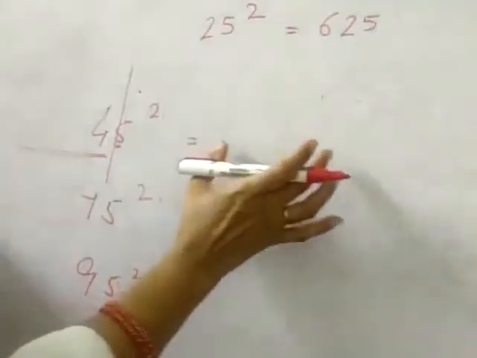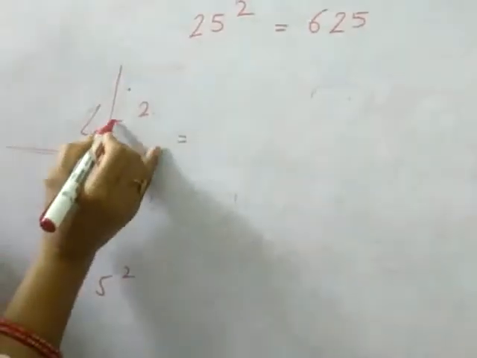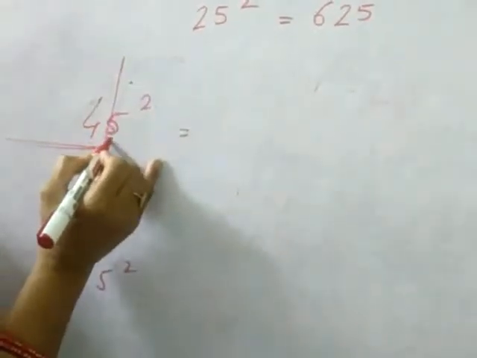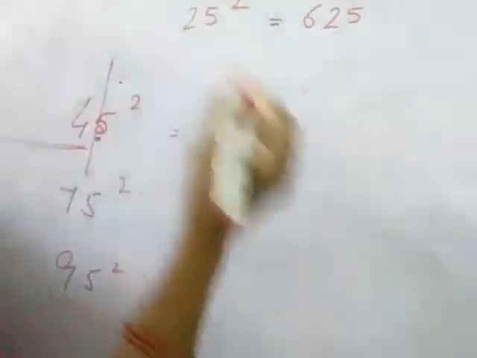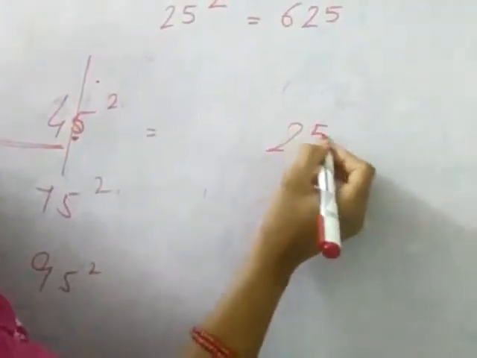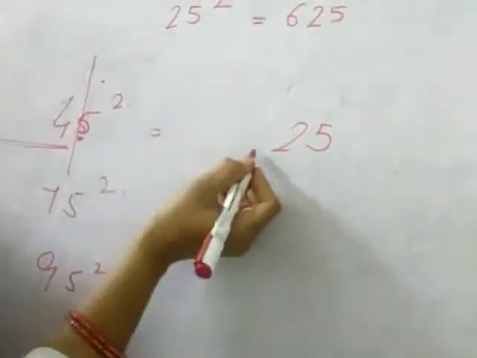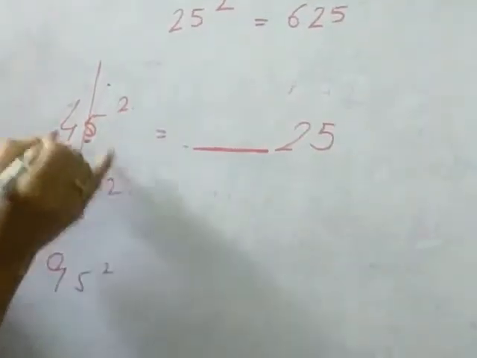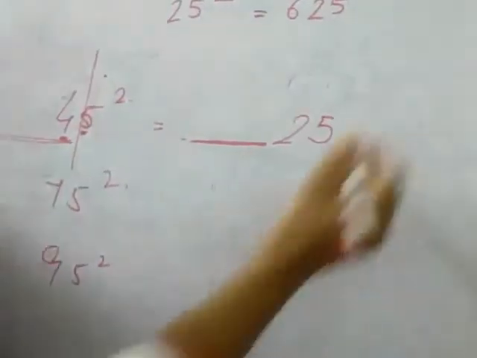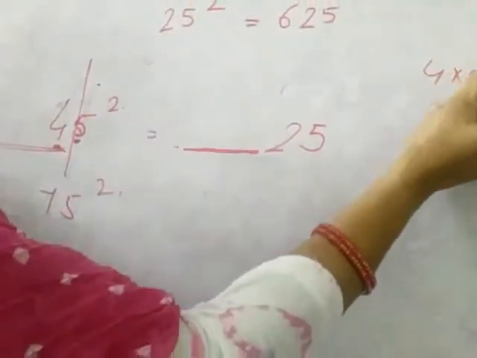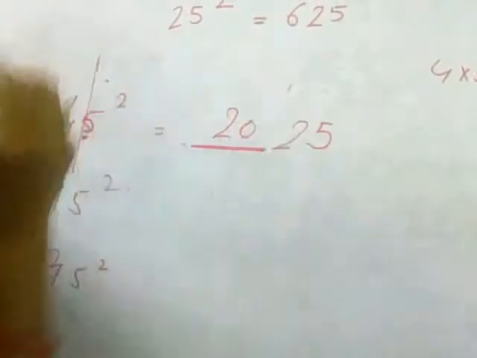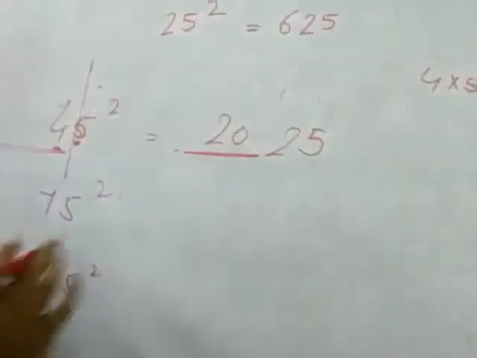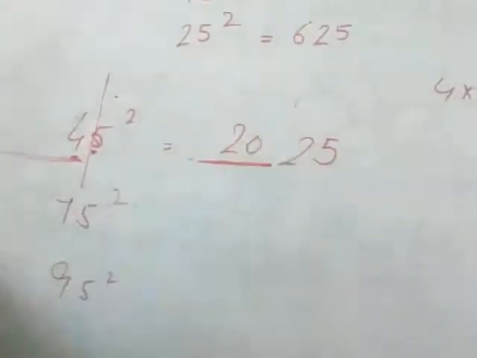Now I will write my answer directly. The 5, the digit on the right, its square is 25. You write down 25. Now comes the left part of this number. Here it is 4. What is the consecutive number of 4? That is 5. So 4 into 5 is 20. So the answer of 45 square is 2025.